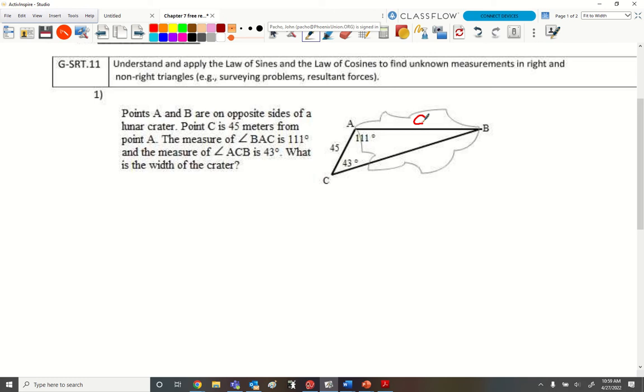68? Okay. I don't think it's 68. 180 minus 111 minus 43. Okay, there we go. So 26 degrees. That's for B? Yes, that's going to be B. That's where I put it right there for angle B.